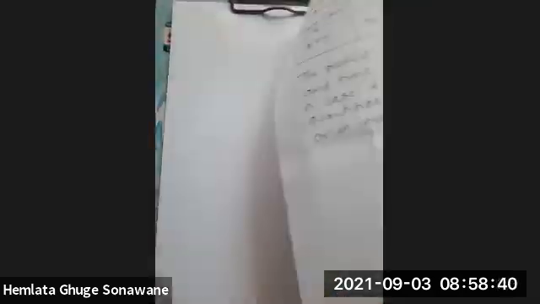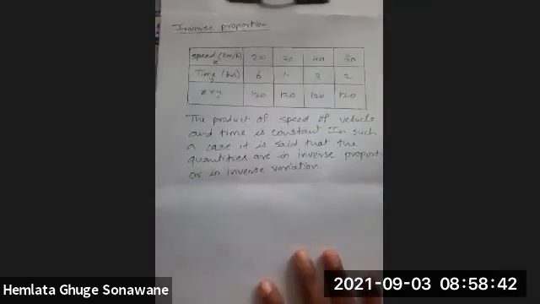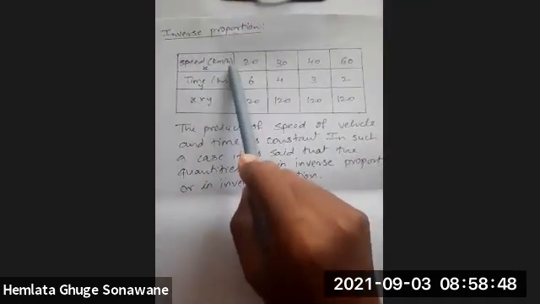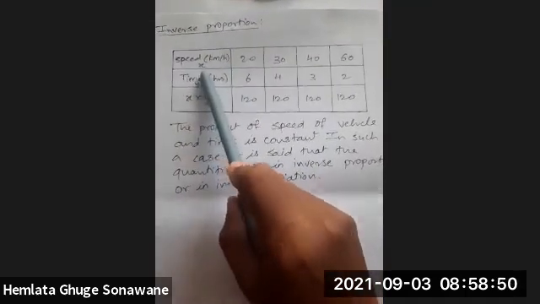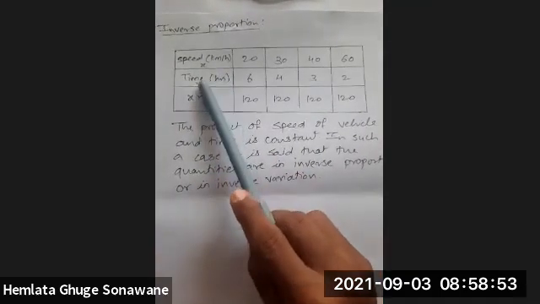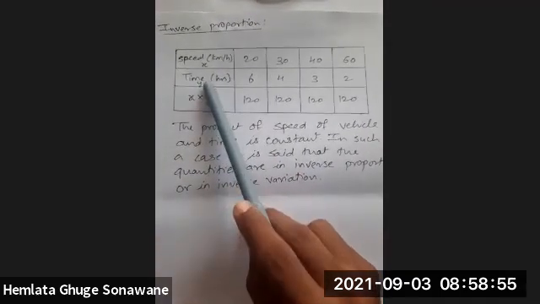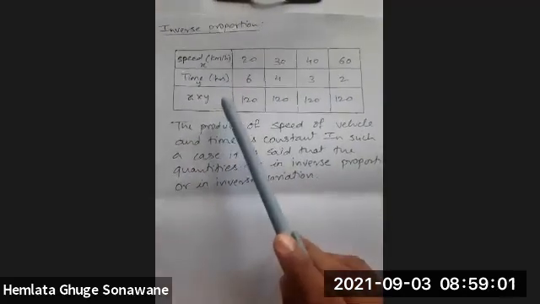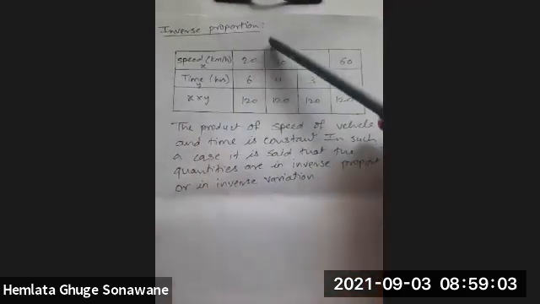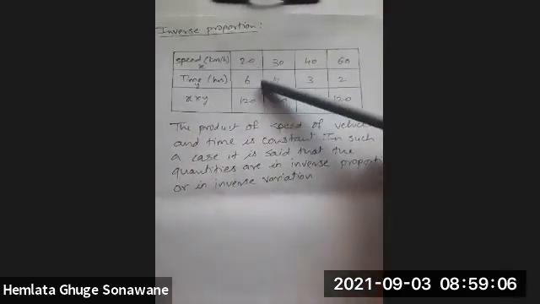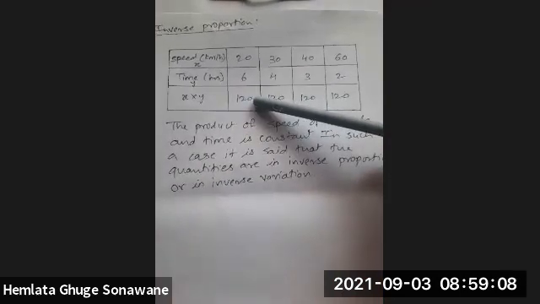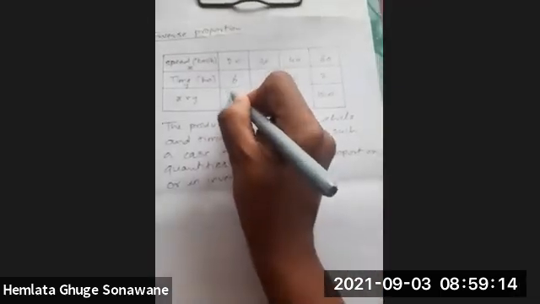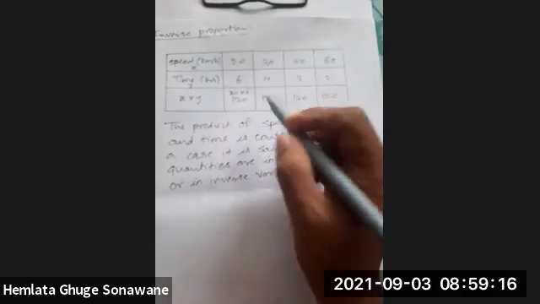Next is quantities in indirect proportion. Here the speed of the vehicle is given in kilometers per hour. We have considered it as x. Then the time required to travel by the vehicle in hours, that is y. So here x into y: speed is 20, time is 6 hours. So we have multiplied these quantities, that is 20 into 6, so it becomes 120.